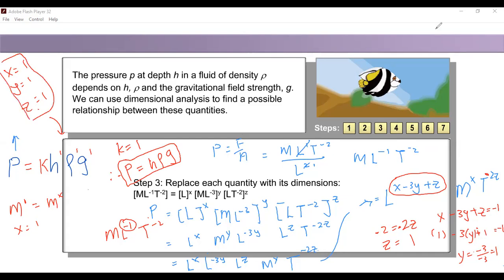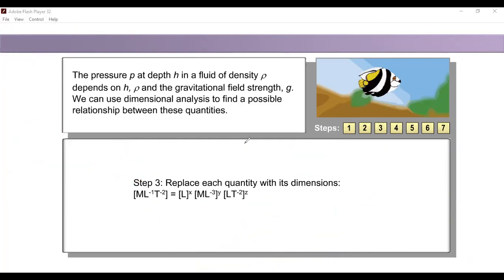Teacher, how we get X is 1 leh? X, which part? How come X is 1 leh? Okay, I erase all. You look at here.